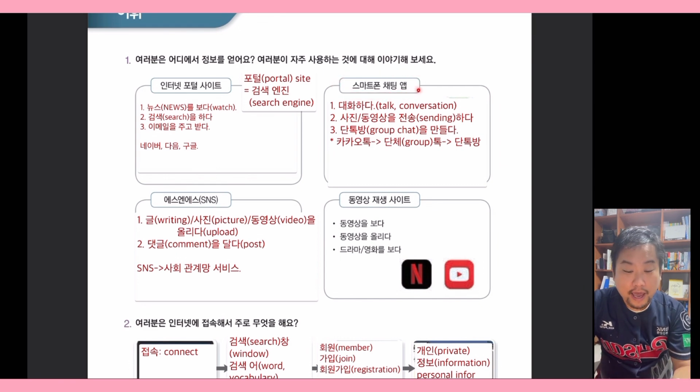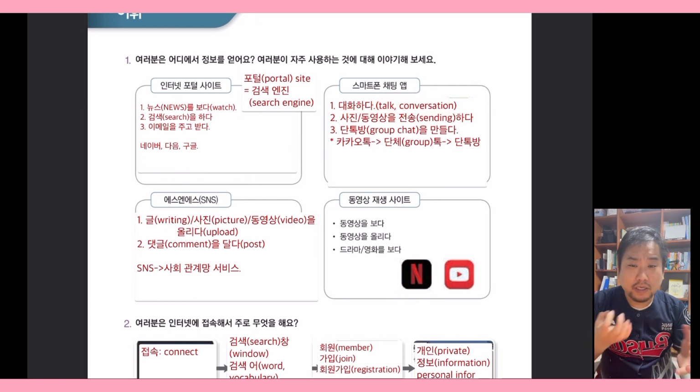Chatting is chat, app is application. 대화하다 is actually conversation, and talk is 이야기하다, but it's a similar meaning. 사진 is picture, 동영상 is video, 전송하다 is sending, and 단톡방을 만들다. 단톡: 단 is 단체, as in group, and 톡 is KakaoTalk. So group KakaoTalk chat room. That is 단톡방, a kind of group chat. 단톡방을 만들다.